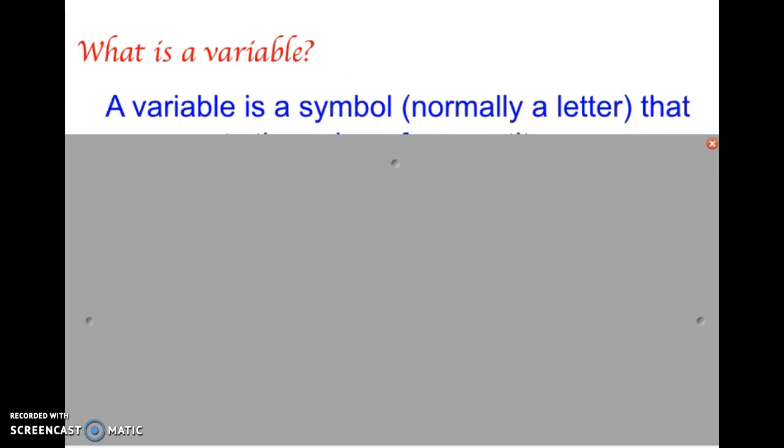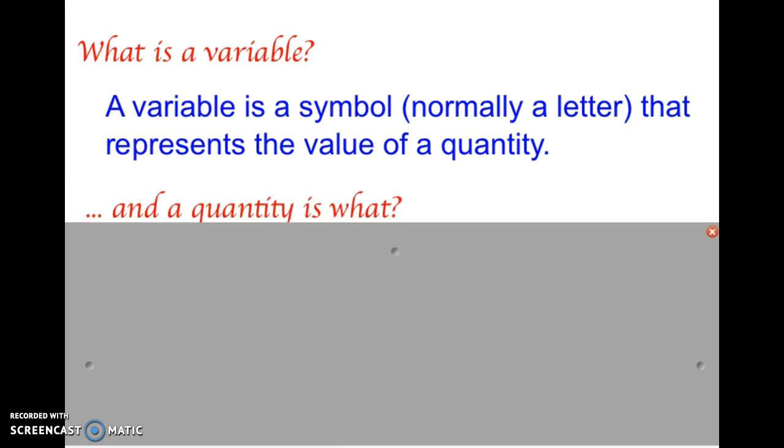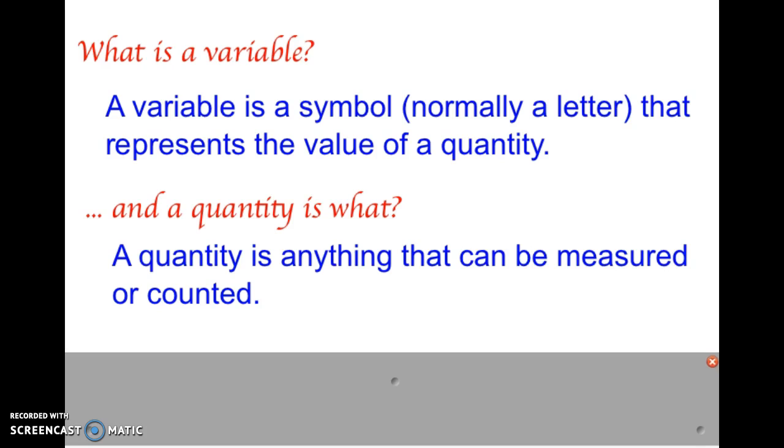Now you may be asking, what's a variable? A variable is a symbol, and we normally use letters, such as the x and y in the last example, that represent the value of a quantity. And a quantity is what? A quantity is anything that can be measured or counted.